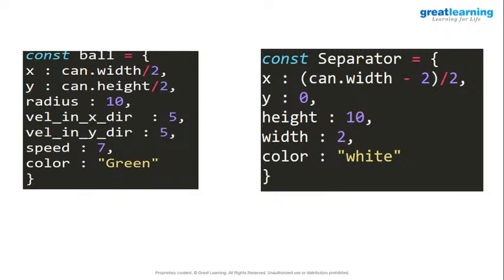Then the speed of the ball, right? You might be thinking, velocity and speed, what is the difference? Velocity is nothing but the speed plus direction, and speed contains only the speed, right? And then the color, green.